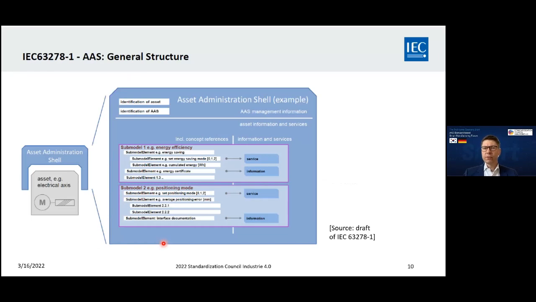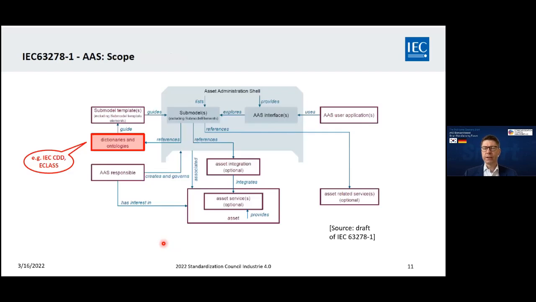Well, the general structure of AAS is well known, and today we have already seen this or a similar picture, so I can keep this very short. One picture here also taken from the draft of IEC 63278, so the general structure of AAS describes the scope of this standard series. This is the gray box.